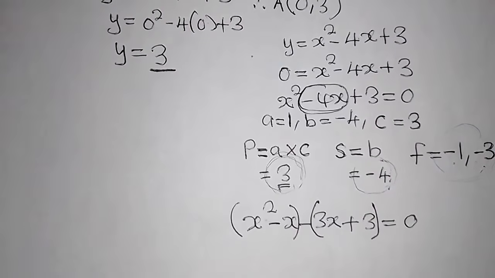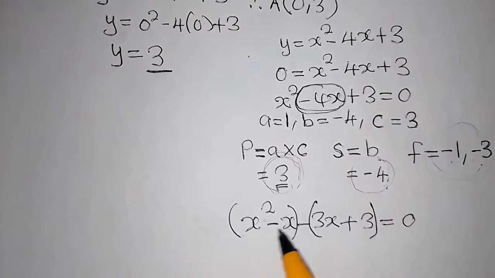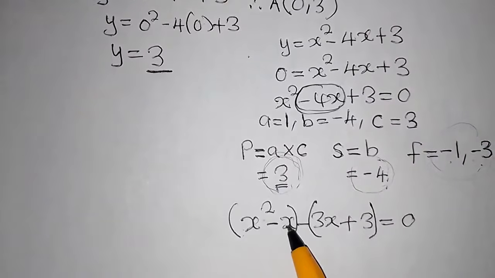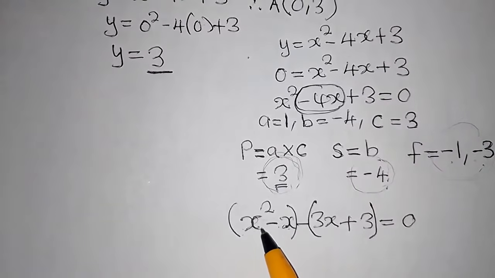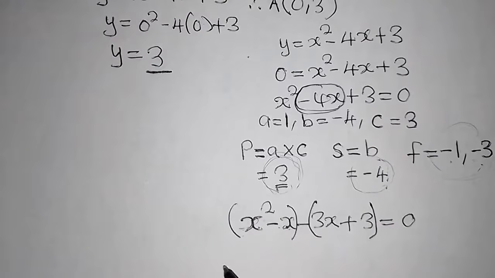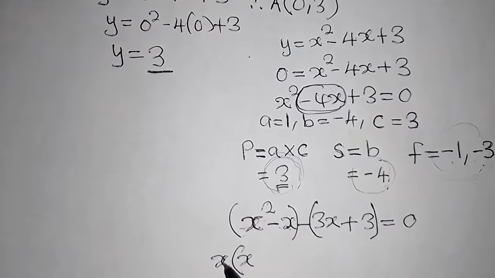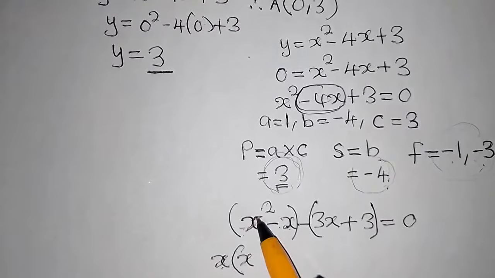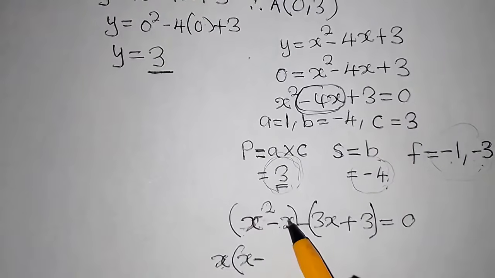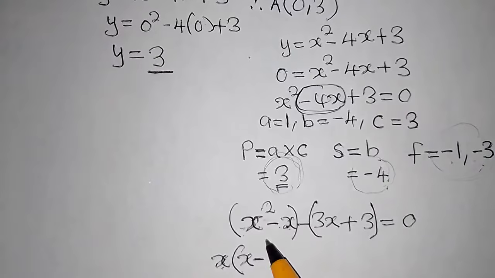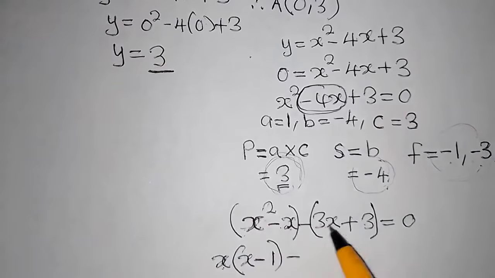So once you reach here now, you factorize here. Which one is common here? It is x. X is common. Have you seen? So x like this. X into x squared, that is x. Such that if you multiply x times x, you get x squared. Minus x times x into x, it is 1. Like this. Minus. Which one is common here?